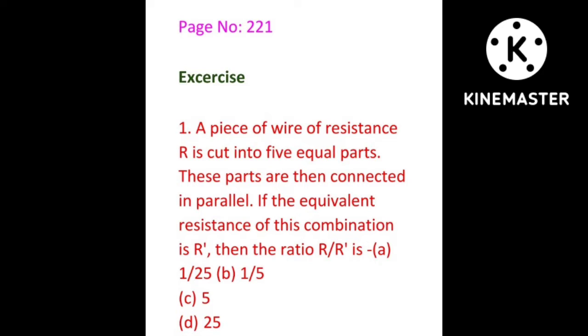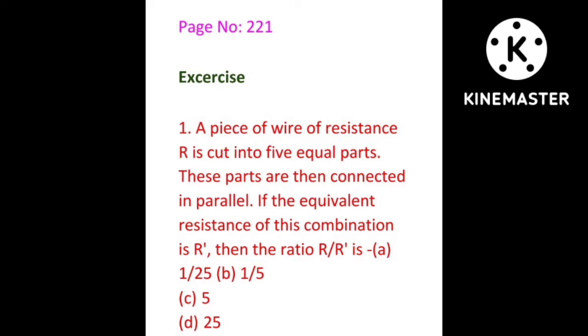Page number 221 and question number 1. A piece of wire of resistance R is cut into 5 equal parts. These parts are then connected in parallel. If the equivalent resistance of this combination is R dash, then the ratio of R by R dash is, the options are A 1 by 25, B 1 by 5, C 5 and D 25.